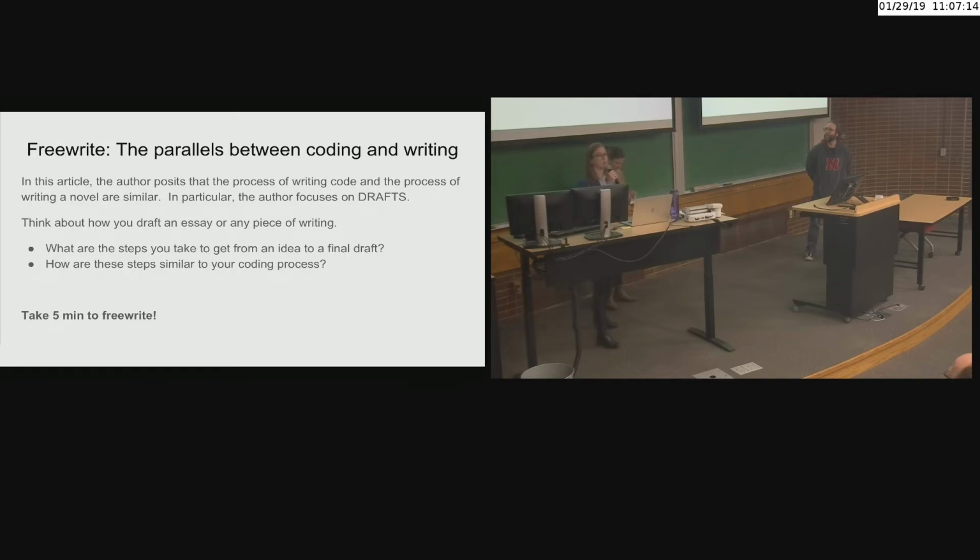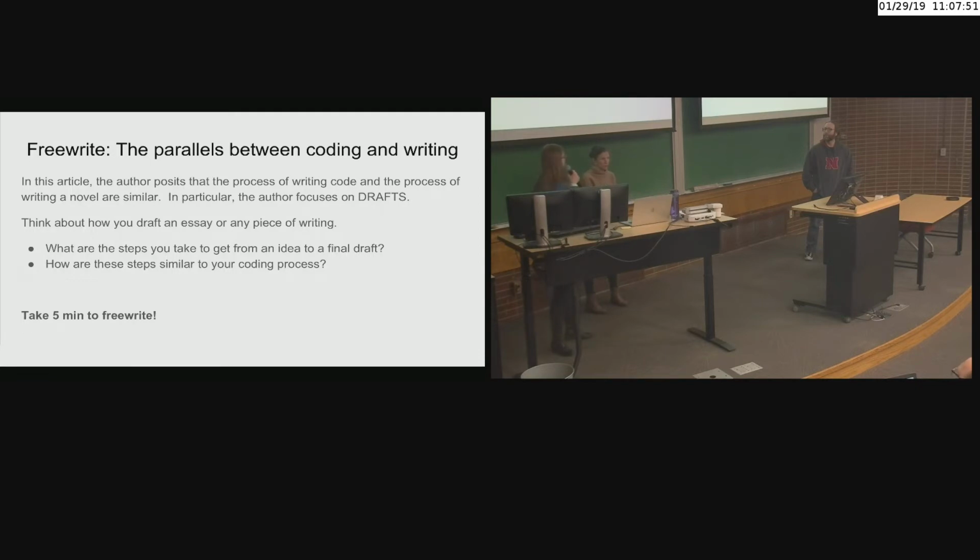We have 2 prompts that we want you to focus on in your free writing exercise, and they're right on the screen. The first one says, what are the steps you take to get from an idea to a final draft? And the second one is, how are these steps similar to your coding process? While you're thinking about these 2 questions, think about the text that you read for today, the one that talks about the parallels between writing code and writing a novel or any other kind of writing.